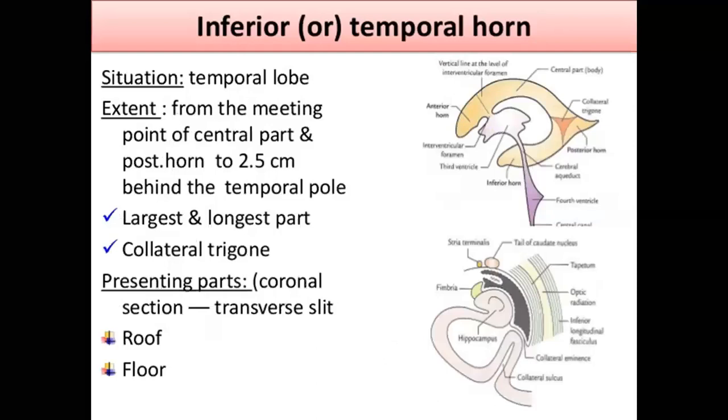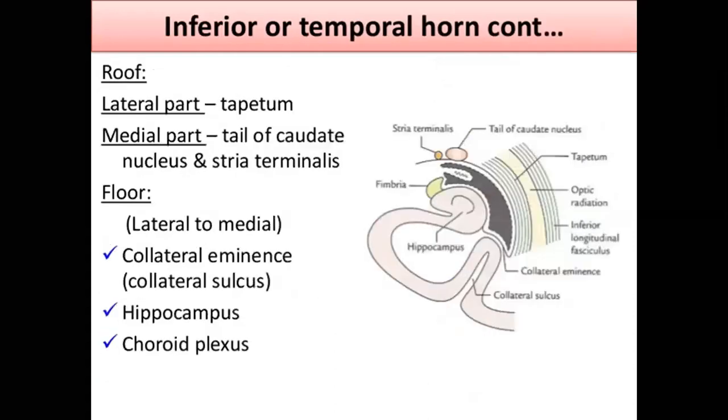Now come to the inferior horn. This is the inferior horn. The inferior horn lies in the temporal lobe. It is the continuation from the meeting point of the central part and the posterior horn. It is the largest and longest part. It has a roof and floor. In the floor and roof, we have the same white matter fibers, the tapetum, but in the floor there is the hippocampus. If you see here also, this is the lateral part, the roof is formed by the tapetum.